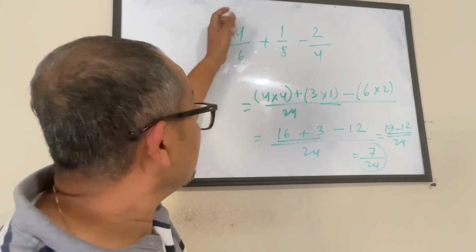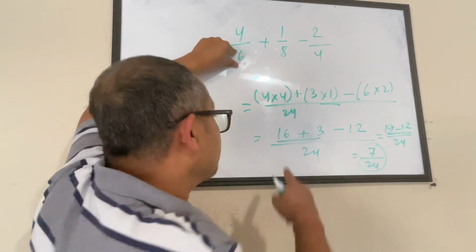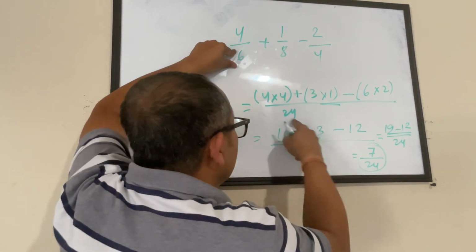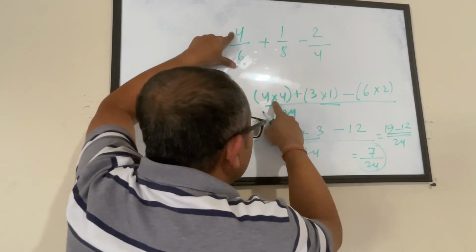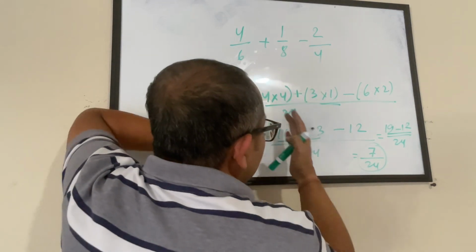Pick the first number. Look at the denominator. How many times of that gives me the value equivalent to LCM? 6 times 4 is 24. I wrote 4. And then multiply that with the numerator. Keep it in a bracket so that it doesn't get confusing.